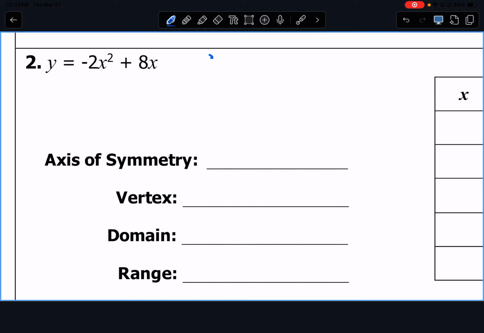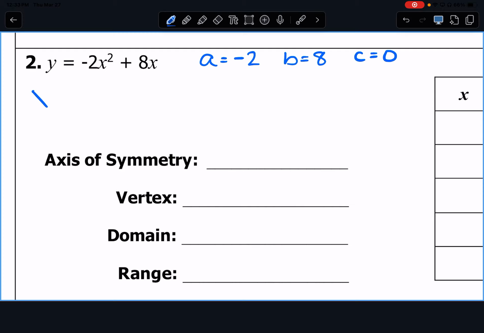What is A for number 2? What is B? What is C? 0. If it's not there, you put a 0. Colin, why don't you write on your paper? Wouldn't it be negative 2 squared, x squared? When we're talking about A, it's only what is in front of x squared.